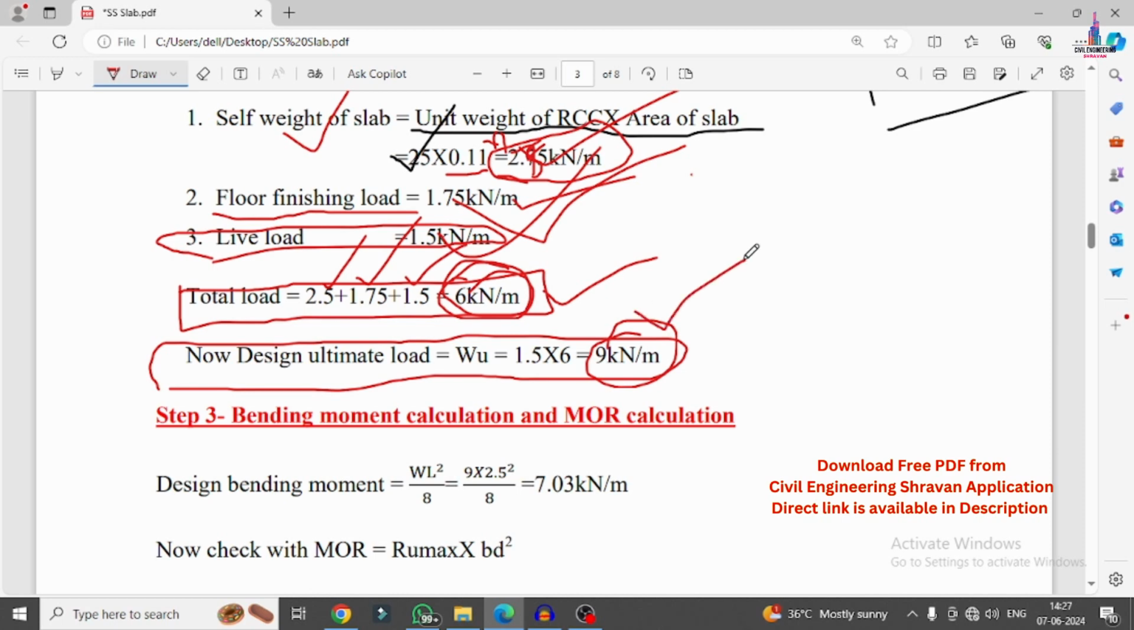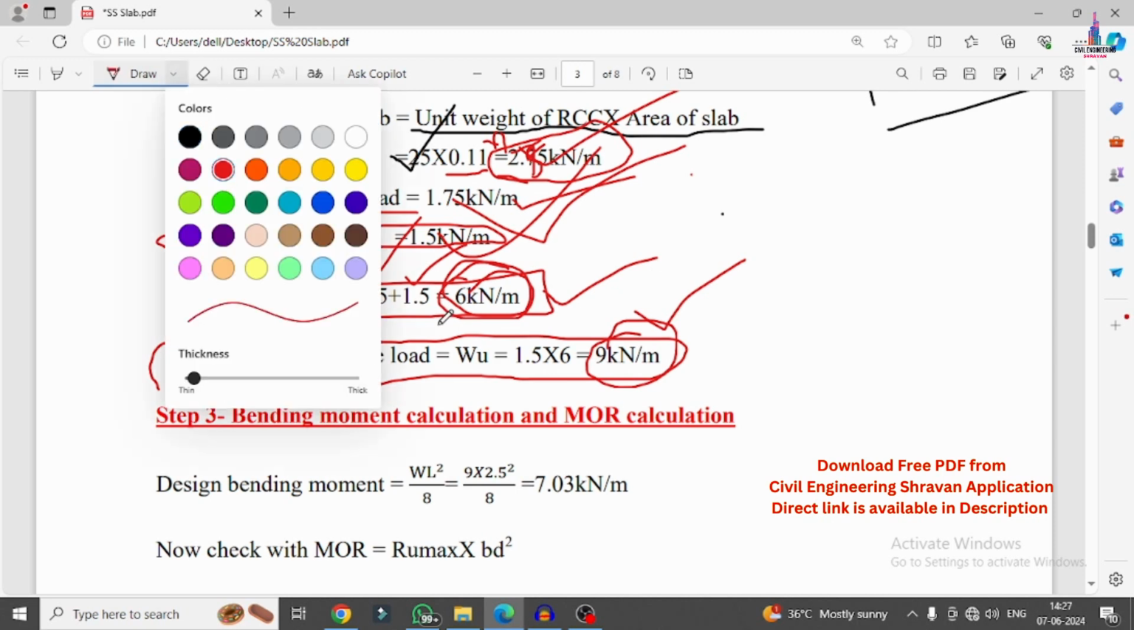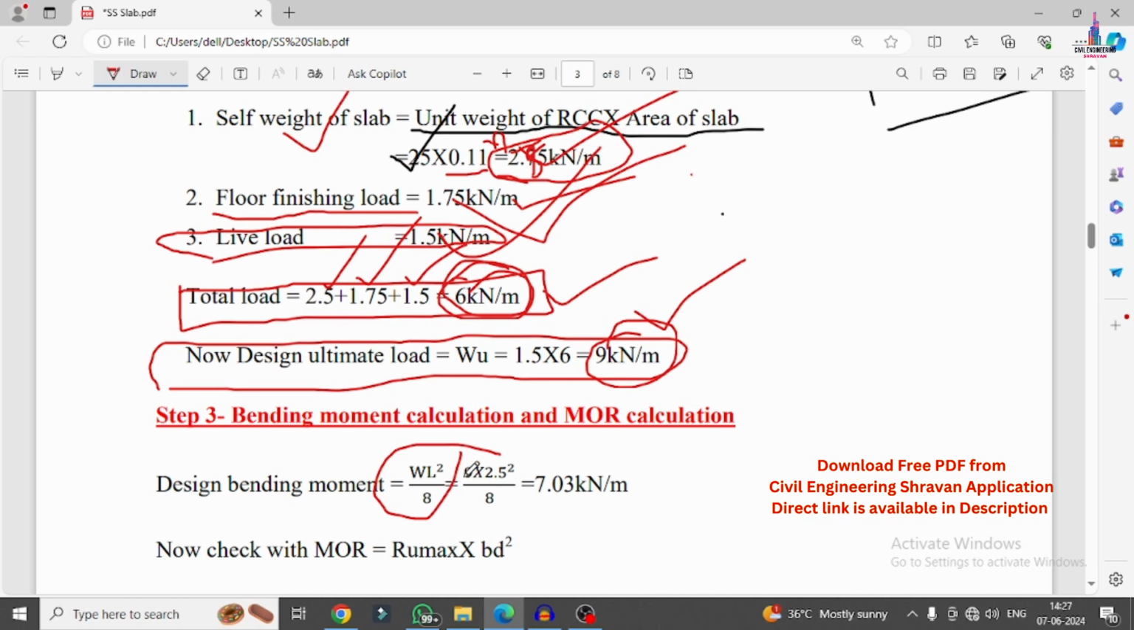After calculating the loads, we have to calculate the moment of resistance as well as the bending moment for this particular slab section. We know that the bending moment for a simply supported section is WL square by 8. So we consider the load 9 into 2.5, the length of the slab, squared, divided by 8, so that we get the value 7.03 kilonewton meter.